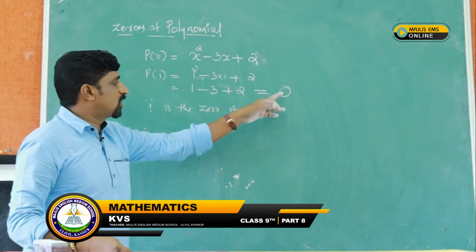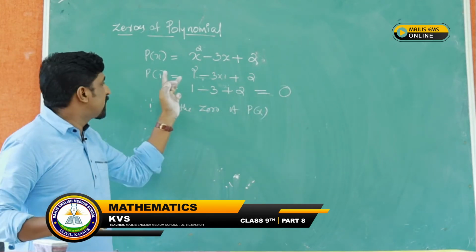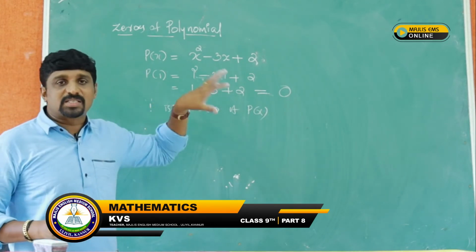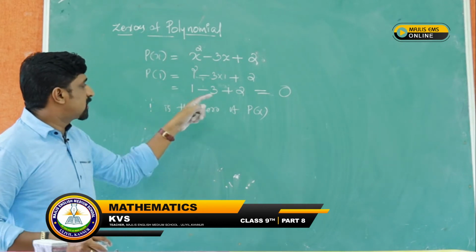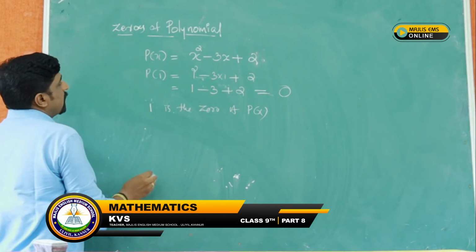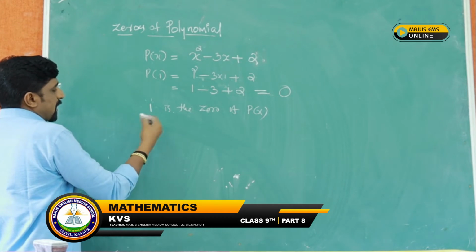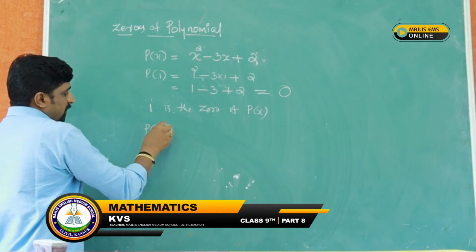When we got answer 0, in that time which value we can substitute? That number is considered as a 0 of p of x. Therefore 1 is the 0 of p of x. Okay. Now I can find another value, p of minus 1.